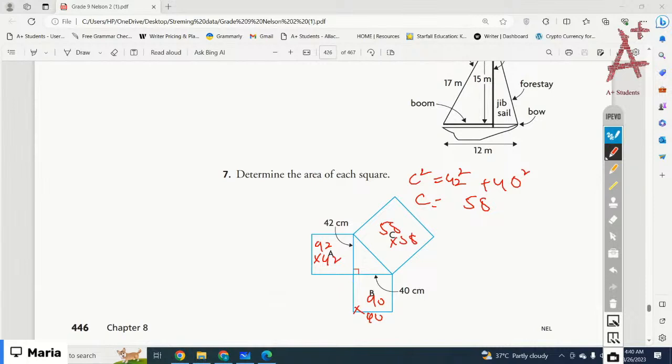So you just have to do 42 times 42, that would be 1764. So the area of this square is 1764. This one is 1600 and then 58 times 58 is 3364, right?